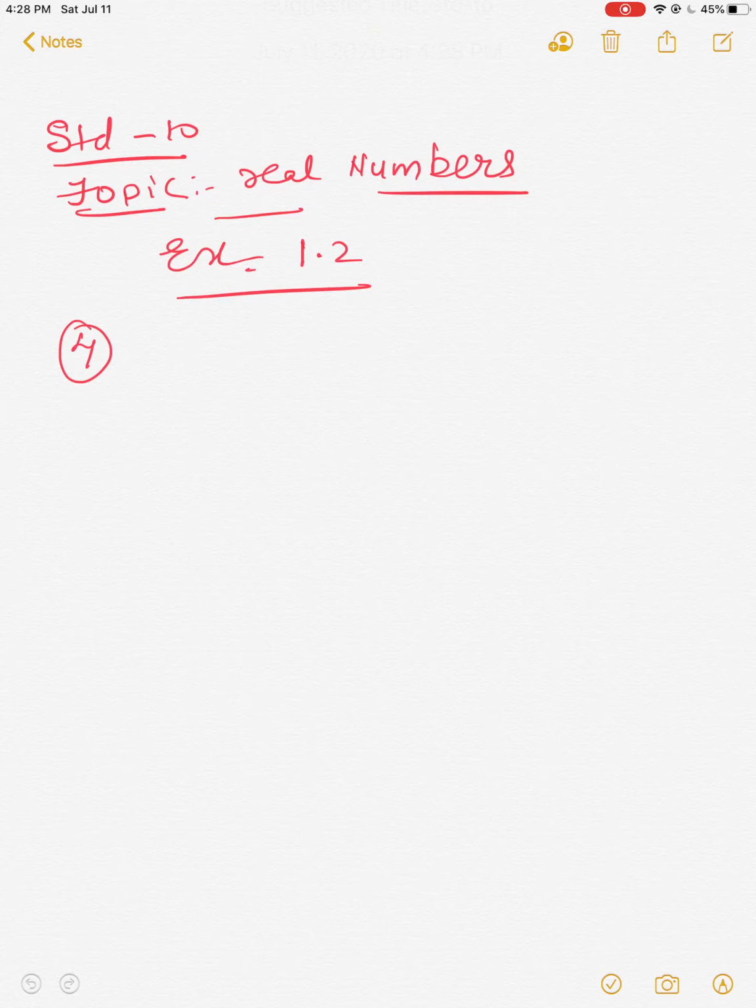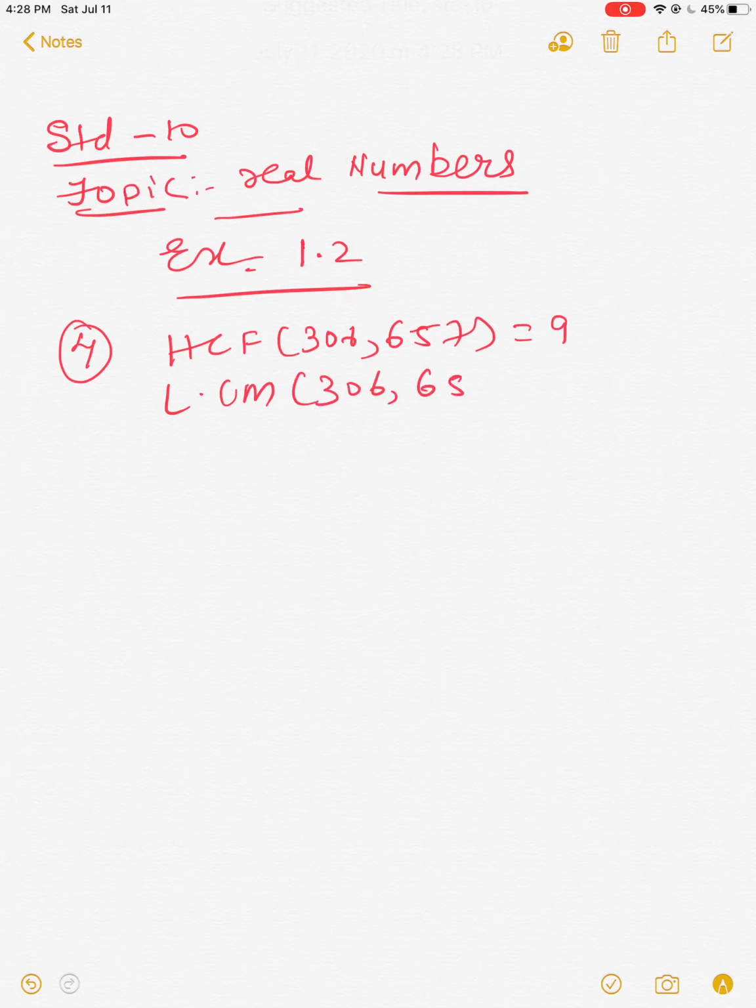See, in the morning I explained to you regarding exercise 1.2. Three problems we have done. Fourth problem: here the HCF of two numbers is given. HCF of 306 and 657 is equal to 9. Then we have to find out the LCM of 306 and 657.